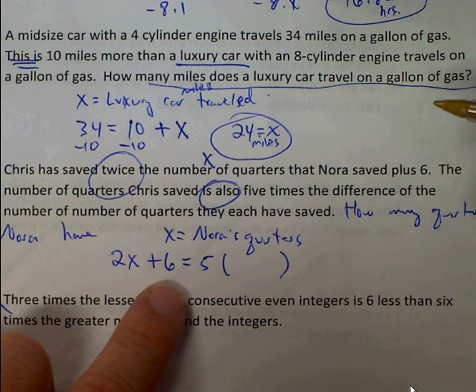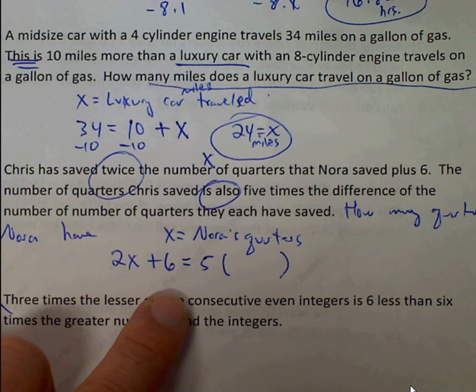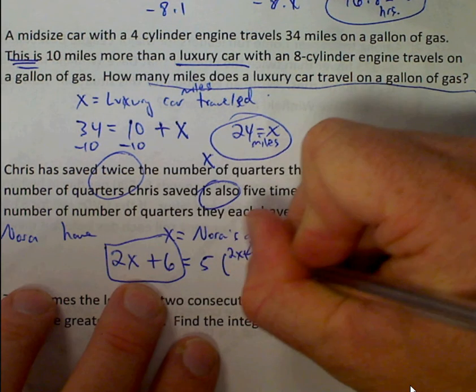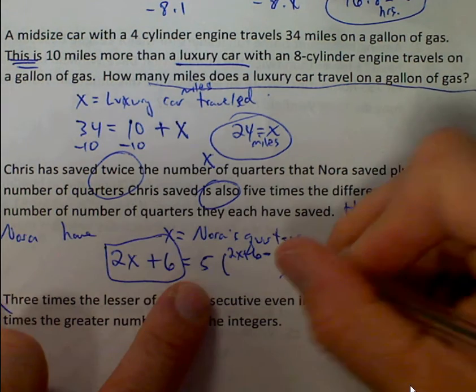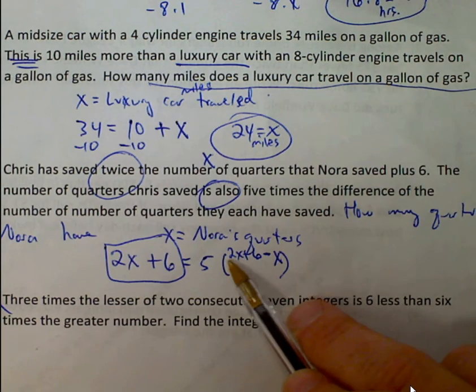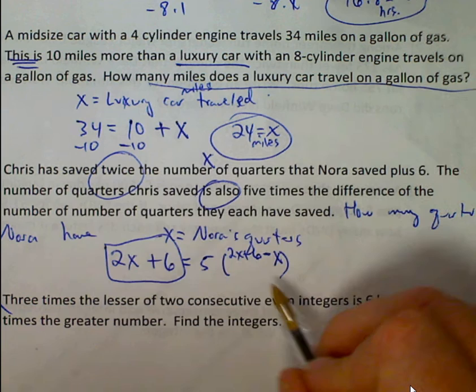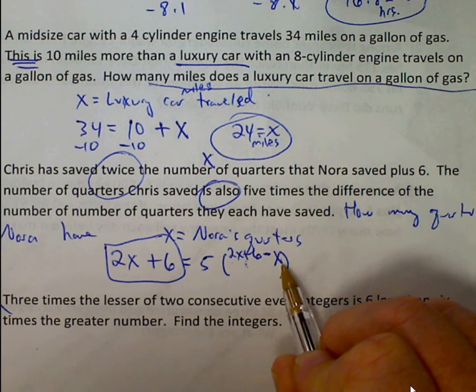So I know that they each have saved. The difference of the number of quarters that they each have saved. So if I know that this is Chris, I'm going to put 2x plus 6 minus the difference of Nora, which has to be x again. Because this is how much the difference of the number they each have saved. Yep. So this is the number of quarters in which Chris saved. This is the number of quarters in which Nora saved.